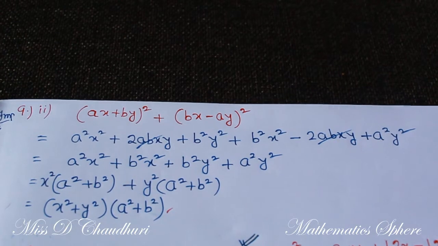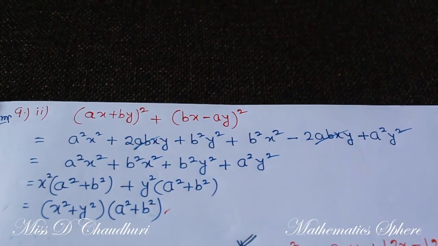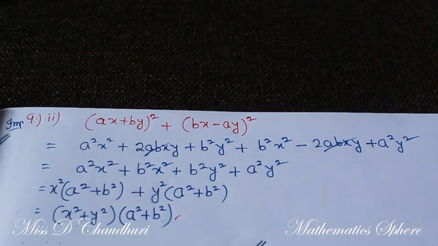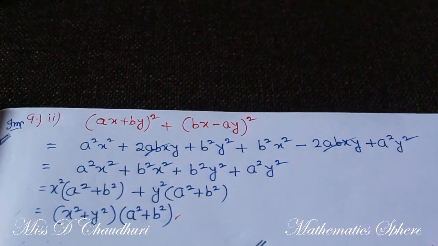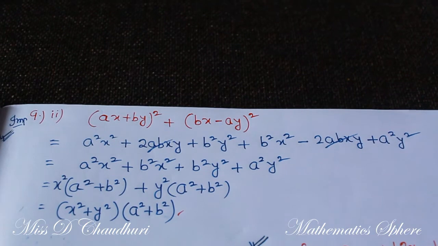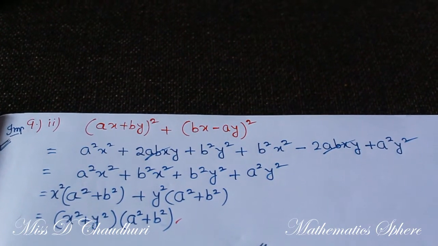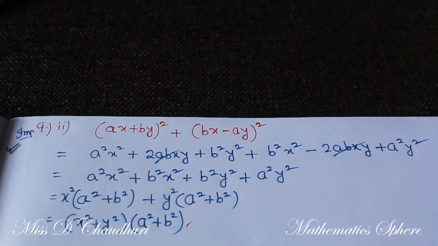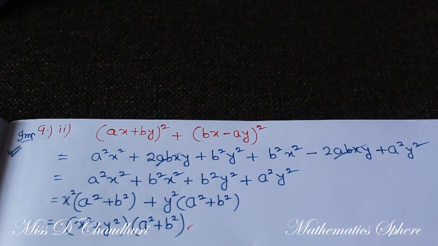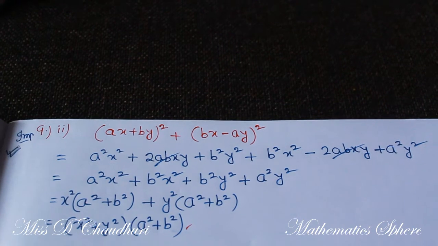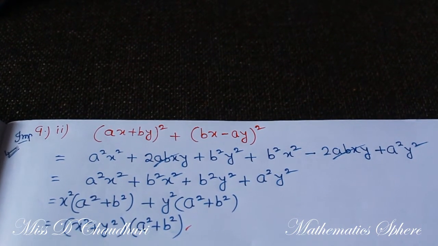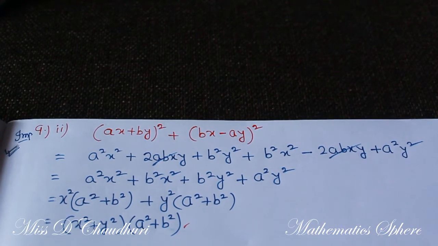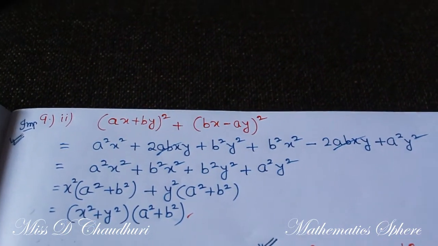Okay. Now you see this question, this is important. Here they have provided you with two squares. One is ax plus by whole square and another is bx minus ay whole square. Again the same case comes that we cannot take anything common from here. So what we will have to do is first expand the things which are given. As we know, a plus b whole square gives us a square plus 2ab plus b square, and a minus b whole square gives us a square minus 2ab plus b square. So you expand them in that way.